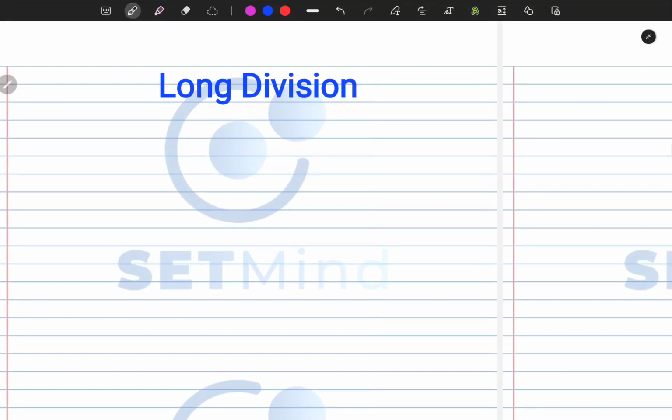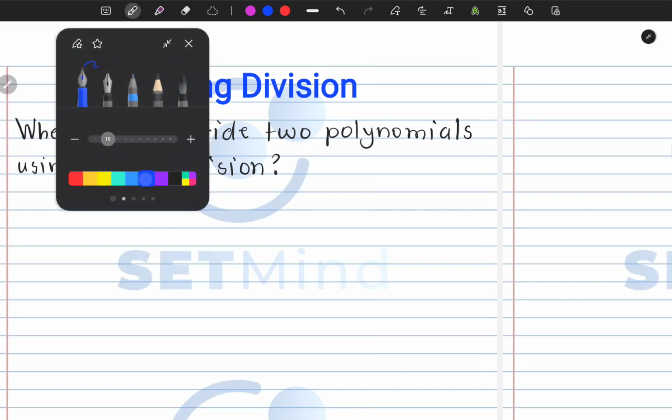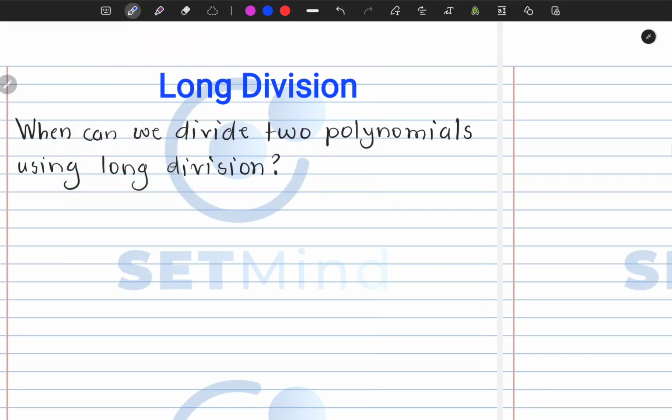So when can we divide two polynomials? That is the question which we should ask ourselves. And the answer to this question is very easy. When can we divide two polynomials using long division? This will depend on the degrees of the two polynomials which we are dividing. So we can divide using long division a of x and b of x if the degree of a of x is bigger than the degree of b of x. Let me repeat that. We can divide a of x by b of x when the degree of a of x is bigger than the degree of b of x. So let's quickly make a note of that and I'll quickly elaborate on exactly what that means.